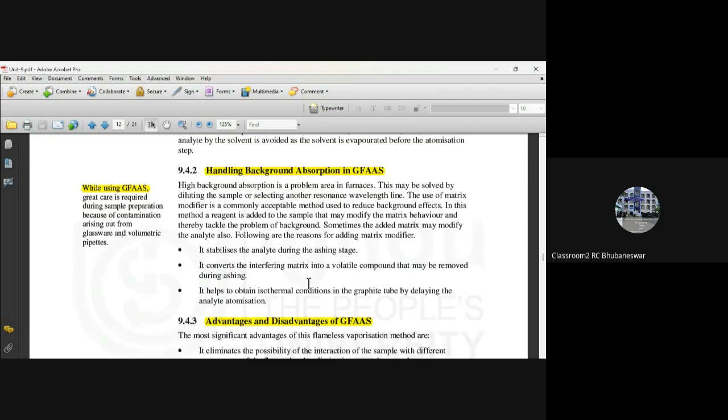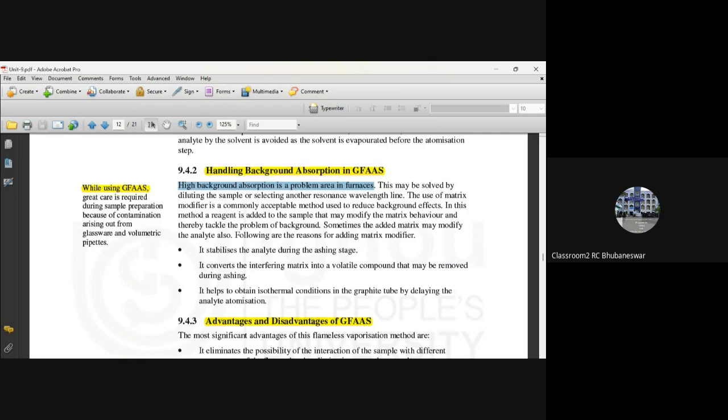Okay. So the important thing is handling of background absorption. Background absorption means you want to study the absorption of an element, and you don't want other noise coming into the picture of that absorbance. If my microphone is clear and my voice is audible, you will get good clarity. But if noise is coming while your microphone is on, that is your background absorption. So handling of background absorption in GFAAS is very, very crucial, because high background absorption is a problem in the area of furnaces.